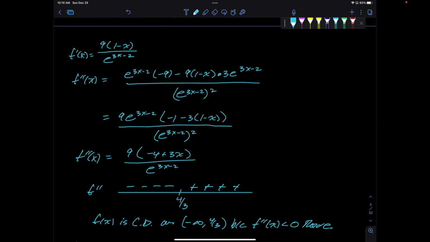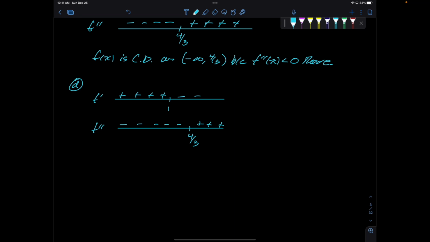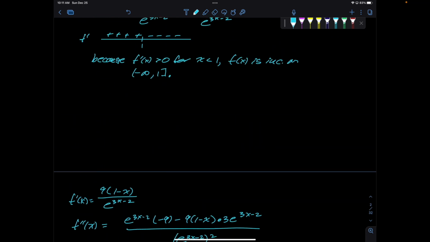Decreasing concave up. Okay, so if we think about it, we had f prime, which was at 1. We have f double prime, which is at 4/3, which is greater than 1, which is super relevant. So this went this, and I'm pretty sure this went like this. Okay, so we want decrease. I should have spaced this out more.